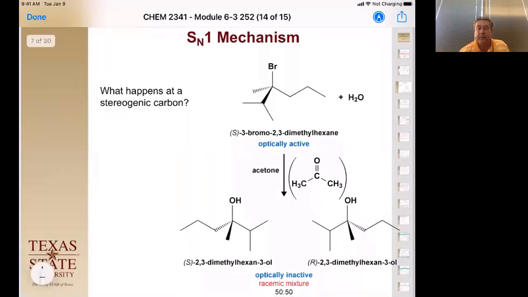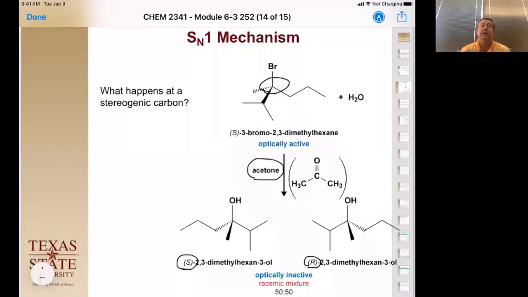So if we looked at this one right here and we had this S configuration here, and we just boiled it in water, it doesn't even take much, just boil it in water and with some acetone to help solubilize it, what we're going to see is some of it is going to be S and some of it's going to be R. But how much of which one are you going to get? Is there a difference between the two halves of the p orbital? No. So you're going to get 50% R and 50% S.